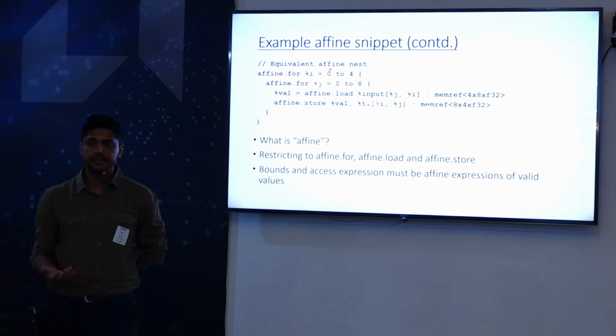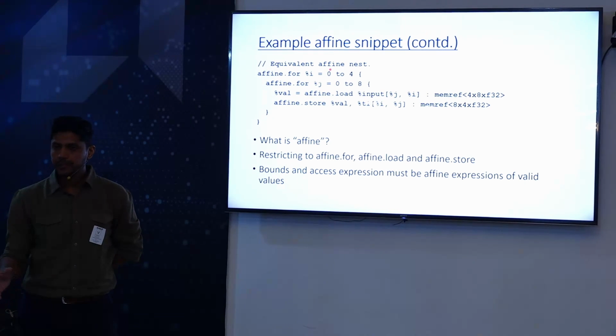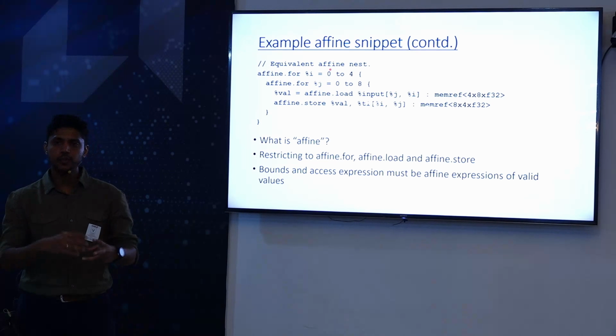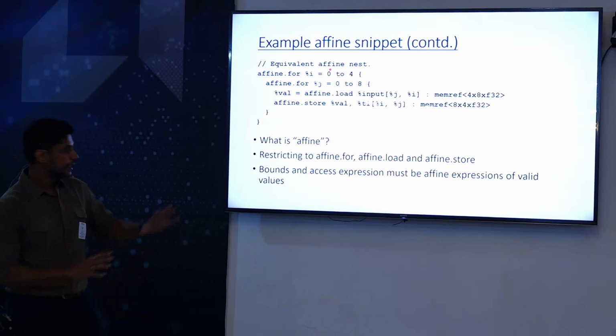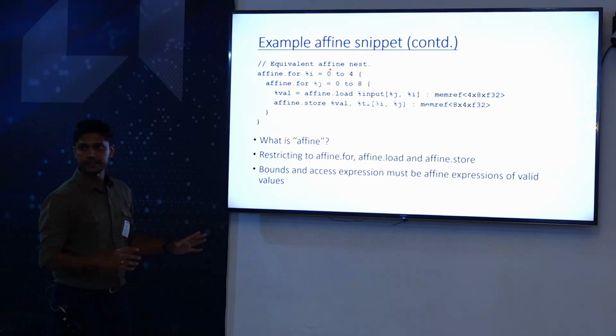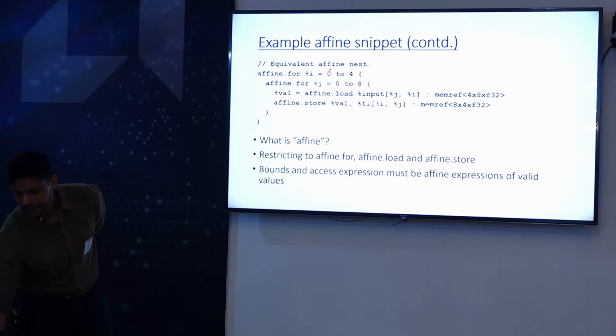So why is it affine? What is the definition of affine? The mathematical definition of affine is linear plus constant. You have a linear combination of things and then you add a constant to it. That expression is called affine. 2i is affine. i square is not affine. Is that okay?